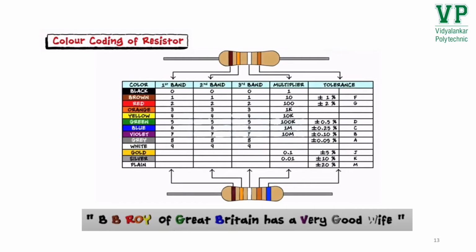To remember this table and the values used for the color bands, we follow the sentence, B.B. Roy of Great Britain has a very good wife, where all capital letters represent the colors as: first B is black, second B is brown, R is red, O is orange, Y is yellow, G is green, B is blue, V is violet, G as grey, and W is white.